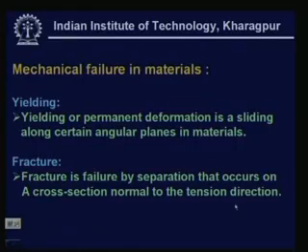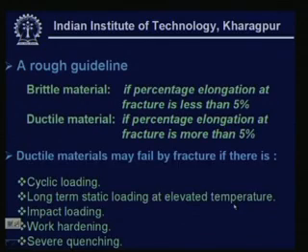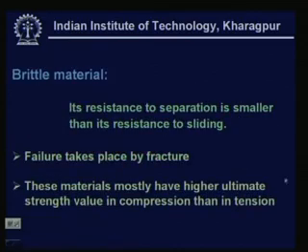That means, it is just failing what? It is failing just perpendicular to the tension direction that we have earlier defined, that fracture is a failure by separation that occurs on a cross section normal to the tension direction. So, as it happens to be a brittle material, the failure took place in that manner. Now, this is what we understand by brittle material, where failure takes place by fracture, and I have shown you what a fracture is. These materials mostly have higher ultimate strength values in compression than in tension.